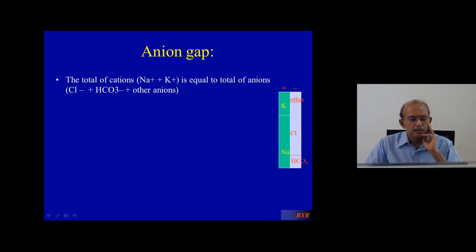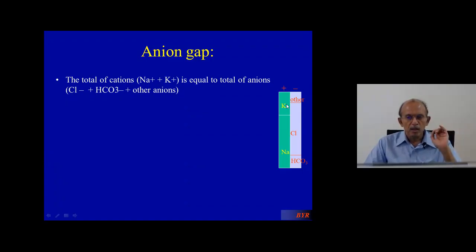I hope now it is okay. So the total number of anions is equal to the total number of cations. If there is disturbance in anions, the cations are not altered; sodium and potassium are normal. But on this side, the anions are chlorides, bicarbonate, and others like phosphates, sulfates, etc. All of them put together equal the total number of anions. Up to that is clear.